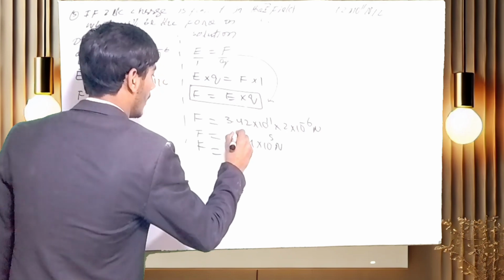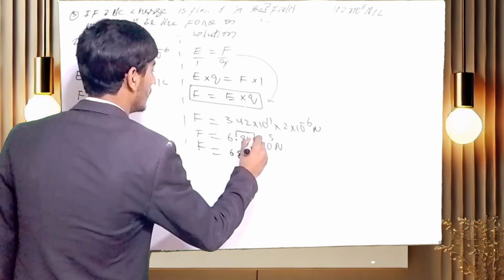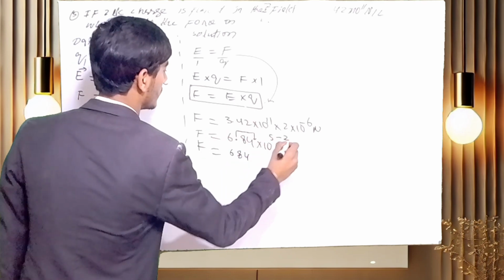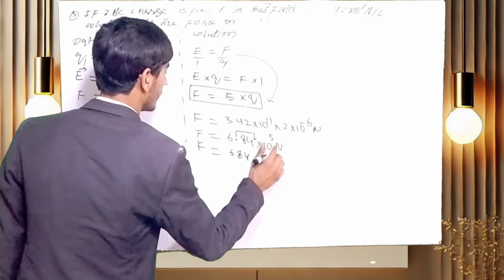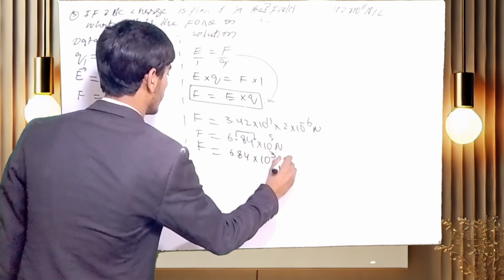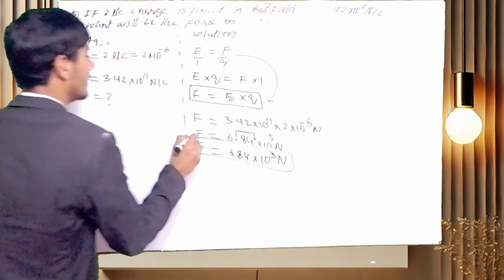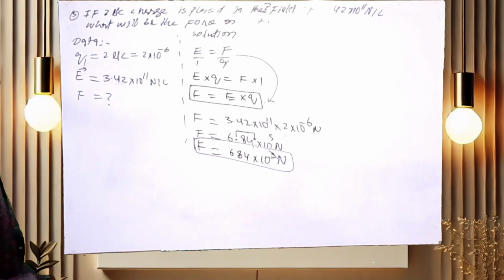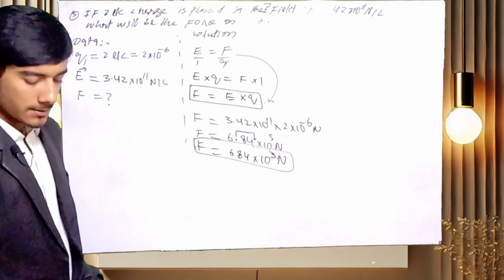684. How many times the decimal point moved? 2 times. So I subtract 2. This will be 3. 10 power 3 Newton. So this is the final answer. About 3 numerical is solved.